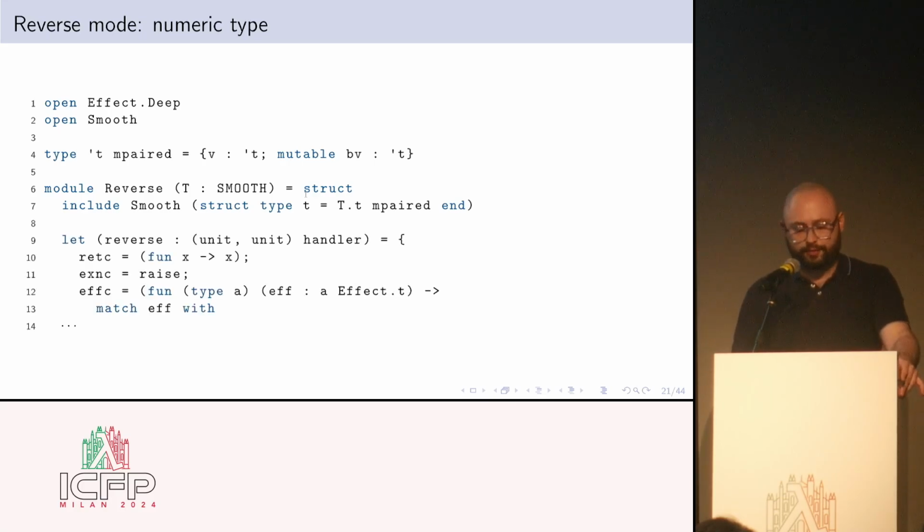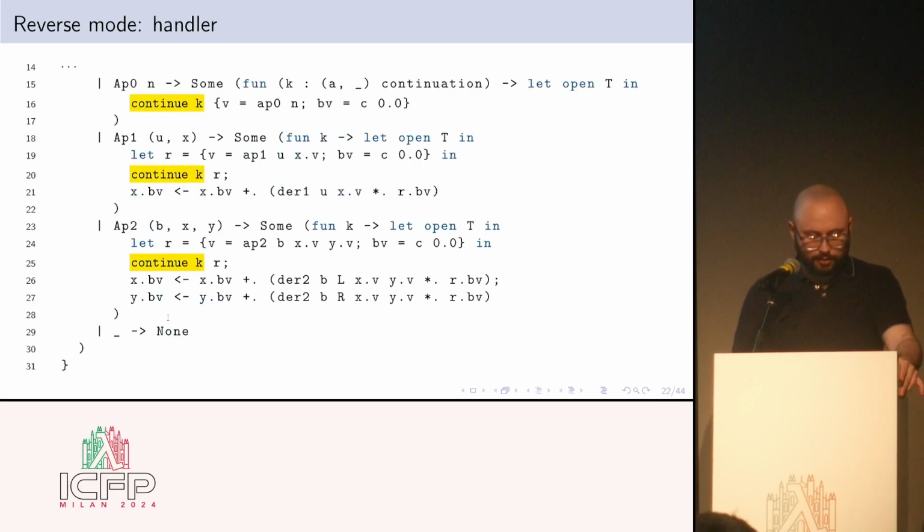And now we can start defining our handler again. And we don't do any post-processing. We re-raise the exceptions. And now we're going to match on our effects. So again, we have 3 choices. The constant case isn't very interesting, so let's look at the unary case.